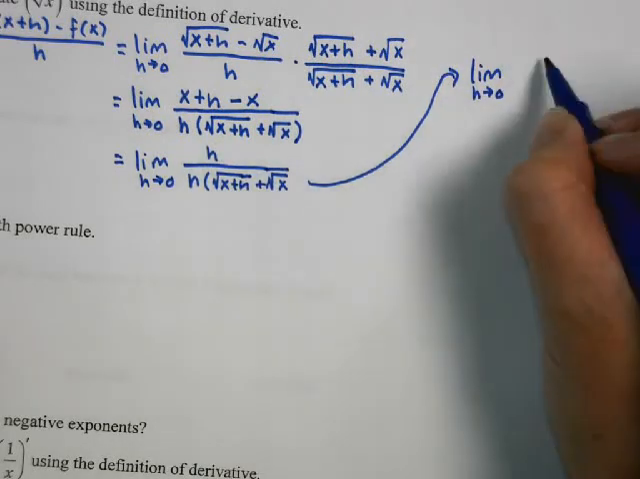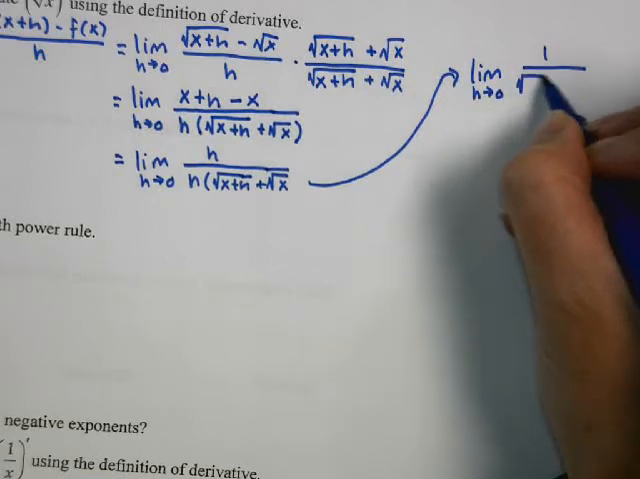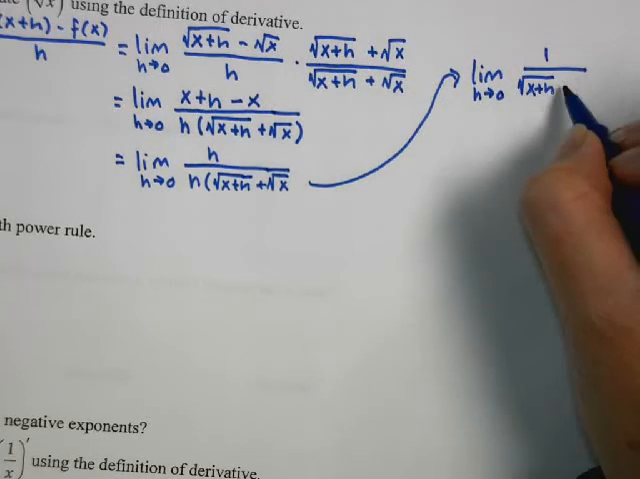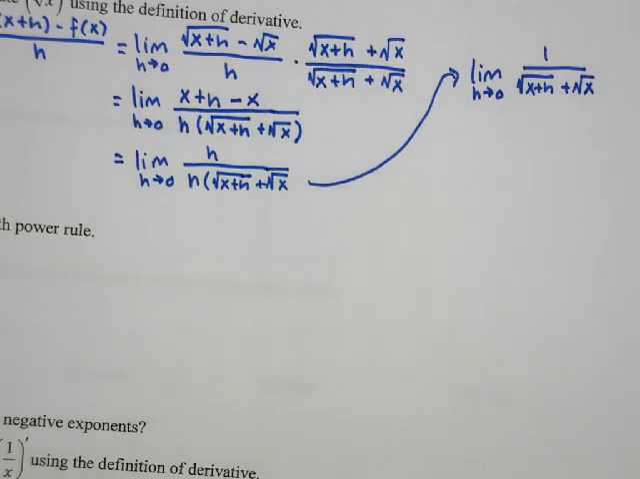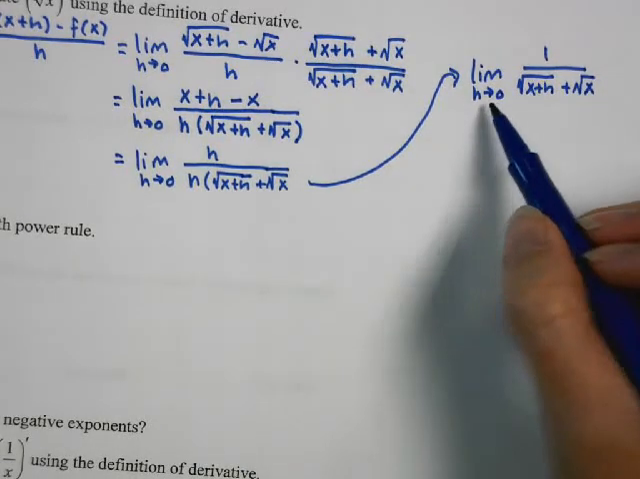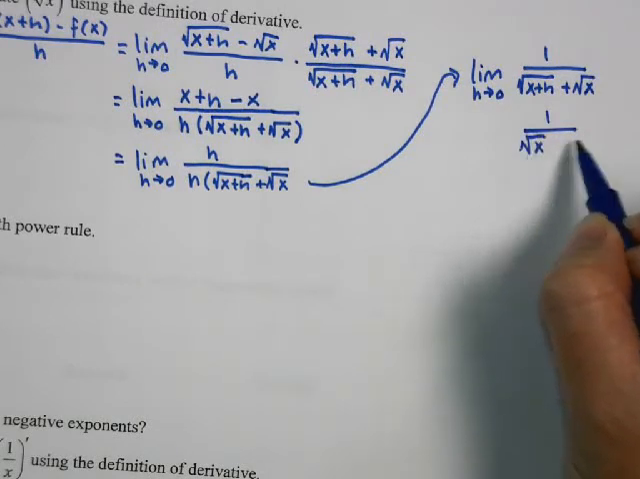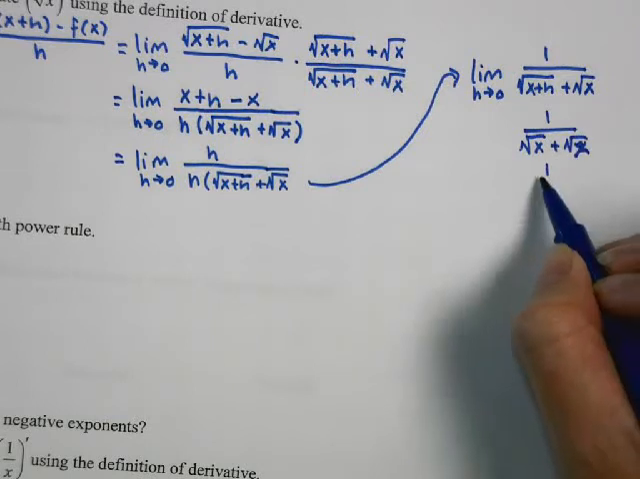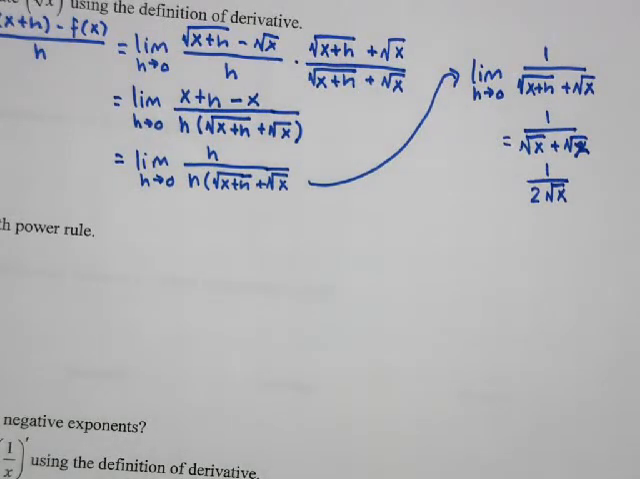So the h is reduced. I'm left with 1 over the square root of x plus h plus the square root of x. And now I can go ahead and evaluate the limit. So I'm going to plug in a 0 for h. So I'm going to have the square root of x plus the square root of x, which is 1 over 2 square root of x. So from the definition of the limit, we get this.